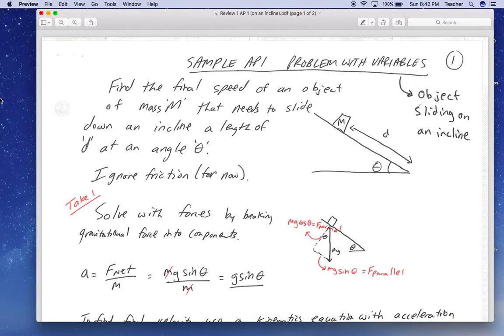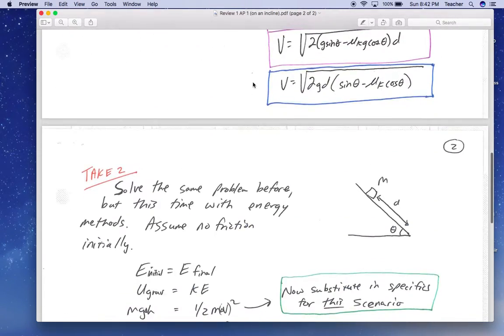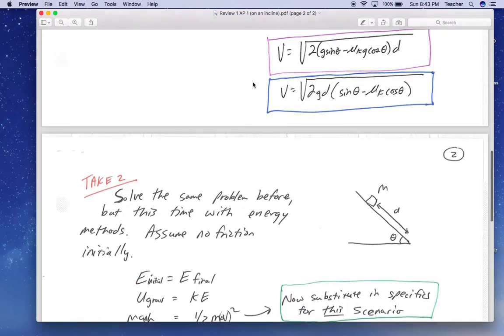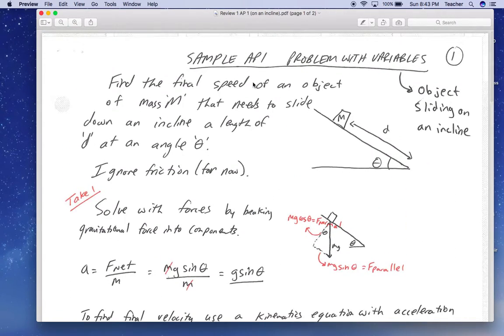So this is the first review thing that I'm doing for AP1 for the exams. There's a couple things that are important on an incline. So I'm doing this in terms of variables, and I'm going to talk about it both in terms of kinematics, which are motion equations, as well as energy, because you can solve things many times more than one way.